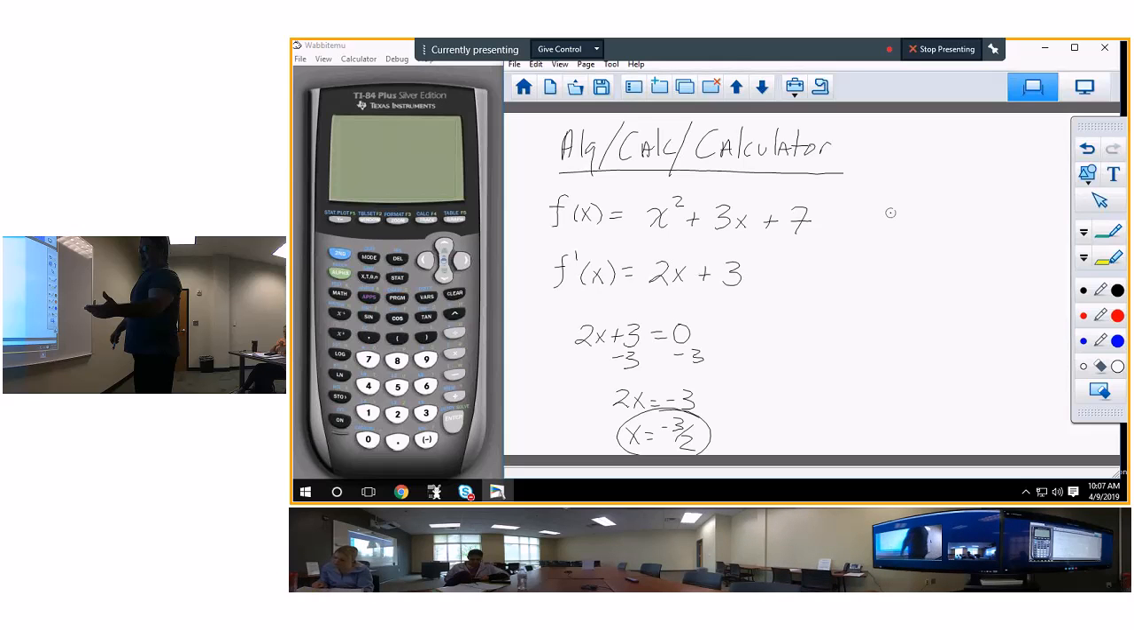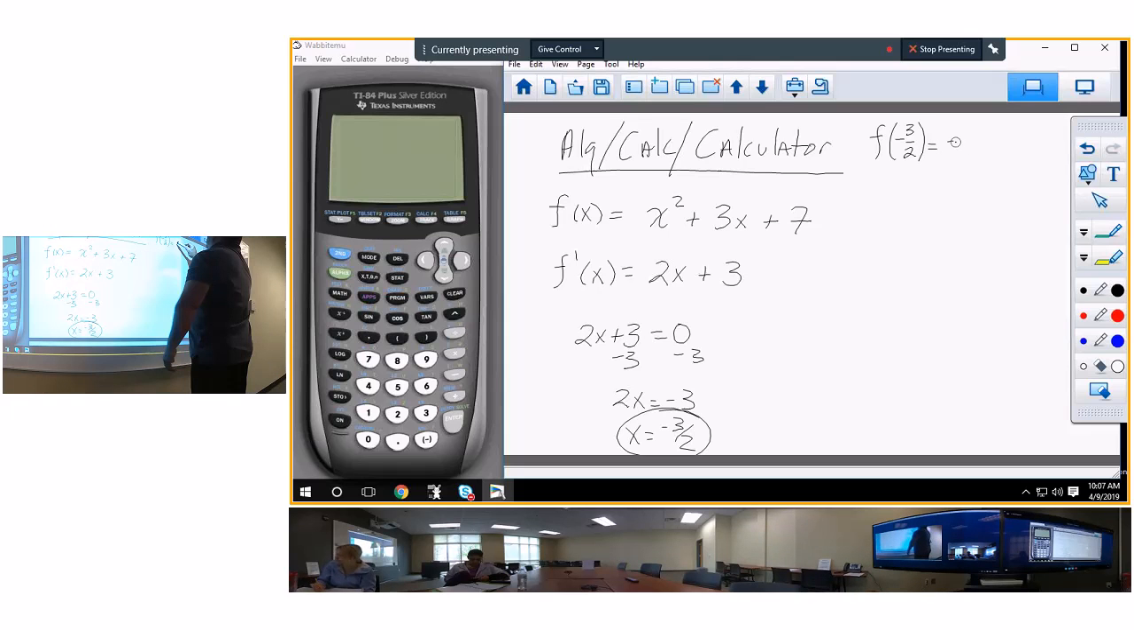So I'm going to go up here and say f of negative 3 halves. And of course we can't do this. Why? It's a fraction and we can't do fractions. So we might as well just what? There you go. Music to my ears. Just quit.